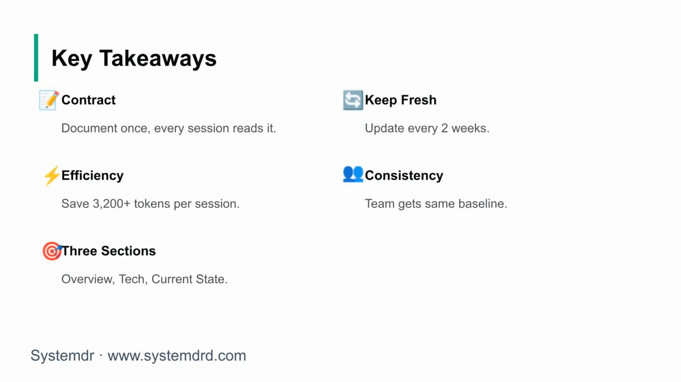The key takeaways are: establish a contract by documenting once, realize efficiency by saving over 3,200 tokens per session, keep fresh by updating every 2 weeks, and maintain consistency so your team shares the same baseline understanding across the 3 sections: overview, tech, and current state.